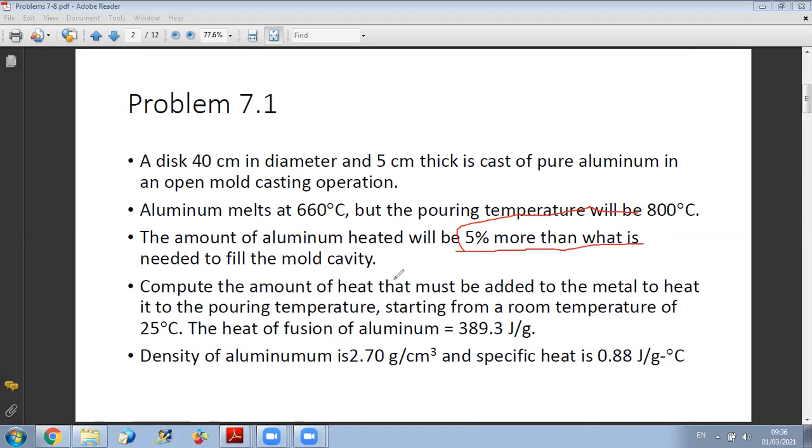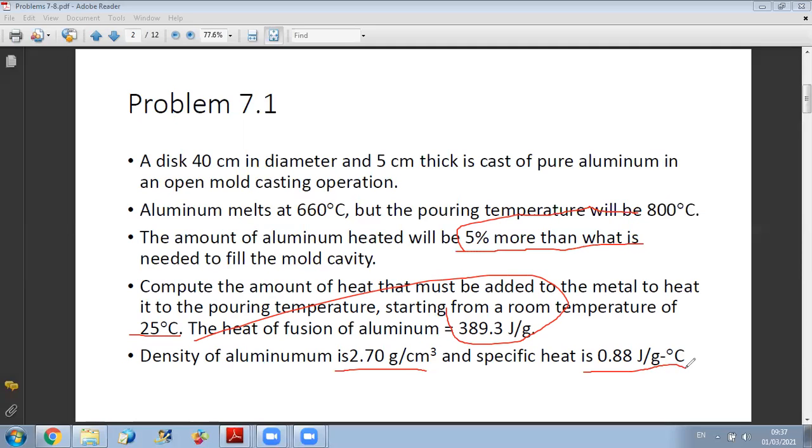Compute the amount of heat that must be added to the metal to heat it to the pouring temperature, starting from a room temperature of 25 degrees. The heat of fusion of aluminum is 389.3 joule per gram. The density of aluminum is given to be 2.7 gram per centimeter cube, and the specific heat of aluminum is 0.88 joule per gram per degree.